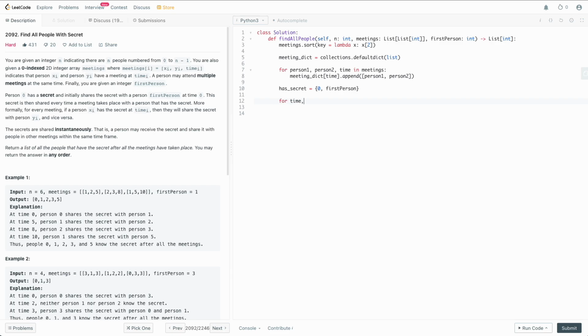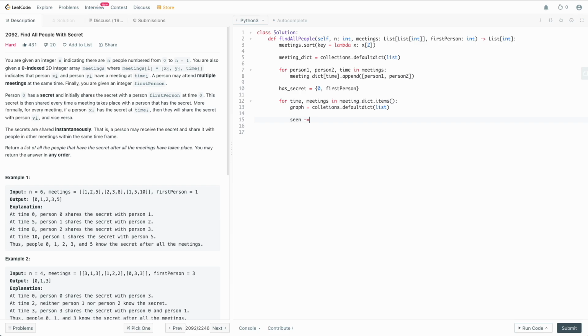So we're going to say for time, in meeting dictionary .items. So we need to parse through all of those key value pairs. We're going to say, we need to build a graph, right? So we're going to say collections.defaultdict list. So we basically need to build a graph of all the people that are meeting at a certain time so we can traverse it with our breadth first search.